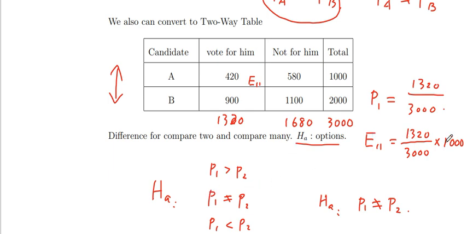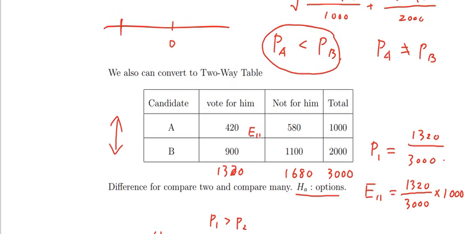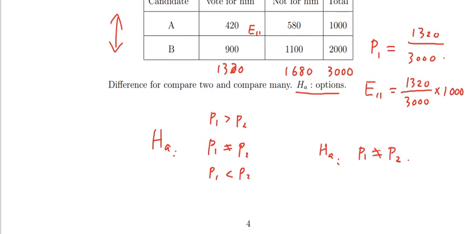So if we can use a two-sample problem, we just prefer the two-sample problem. For this problem, maybe we prefer to compare two proportions, not the two-way table. Even though the two-way table works, the two-way table only checks whether the distribution for vote for him or not vote for him is the same or not the same.